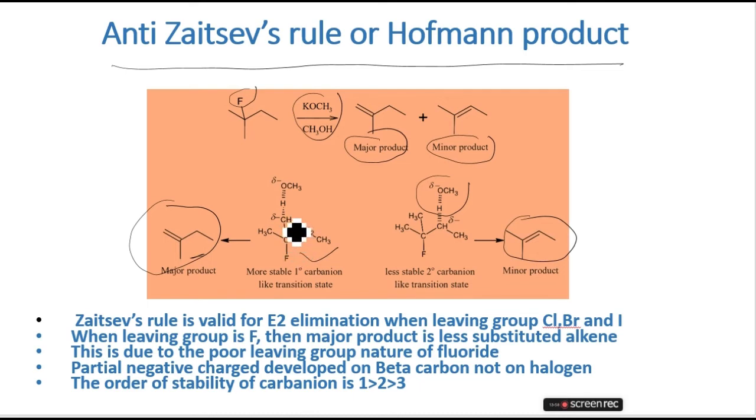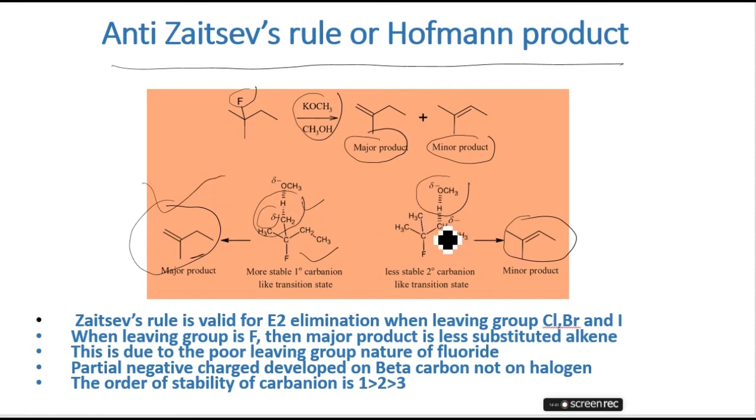So in that case, what happens? When this proton is abstracted, the extra negative charge will come here, and this will form a carbanion. As we know, a primary carbanion is more stable than a secondary or tertiary one. Here is the formation of the primary carbanion. So this reaction is going through the primary carbanion. The intermediate formed is more stable in this reaction mechanism, so the product will be the major.